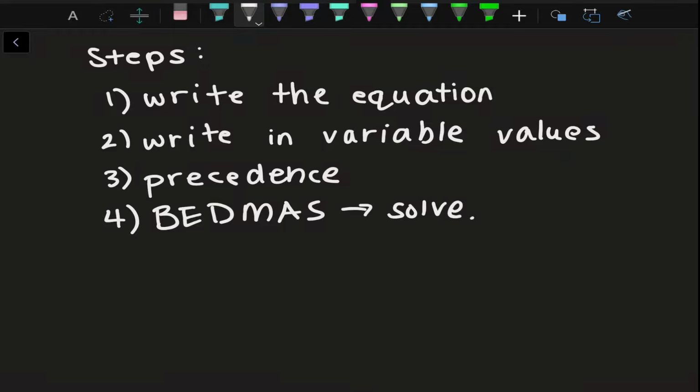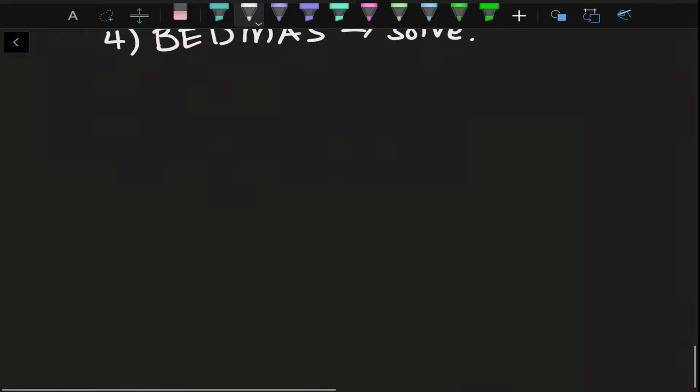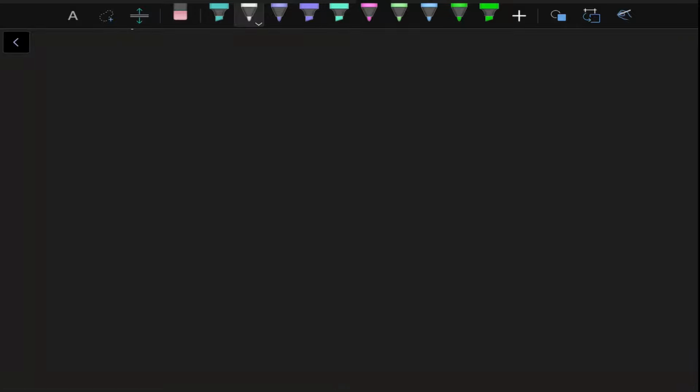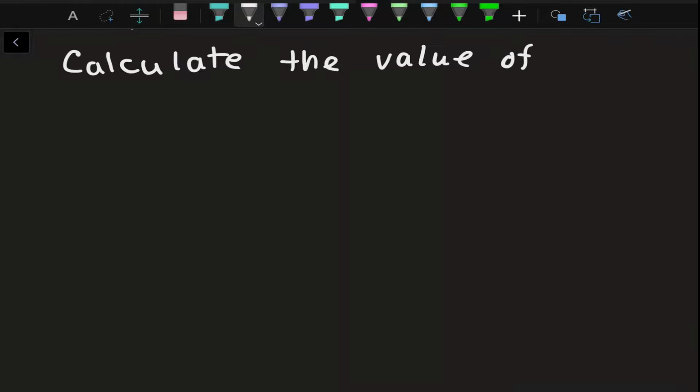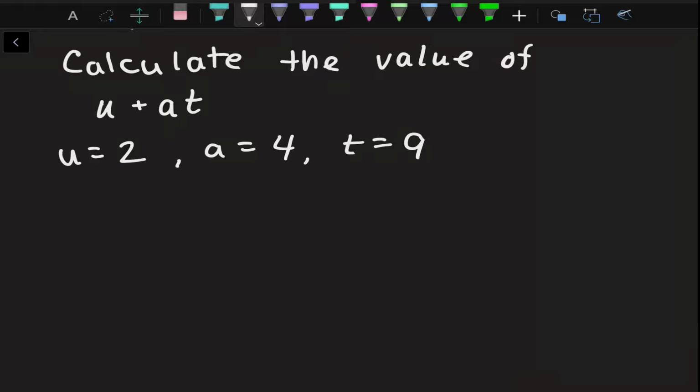Okay, so we'll start with a quick, easy example. We want to calculate the value of u plus a times t when u is equal to 2, a is equal to 4, and t is equal to 9.